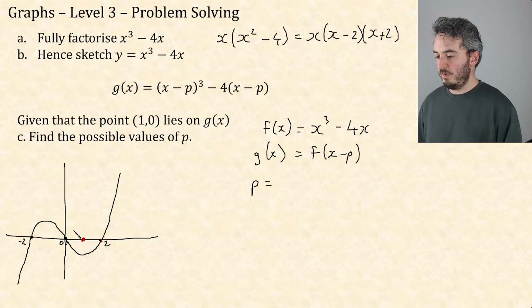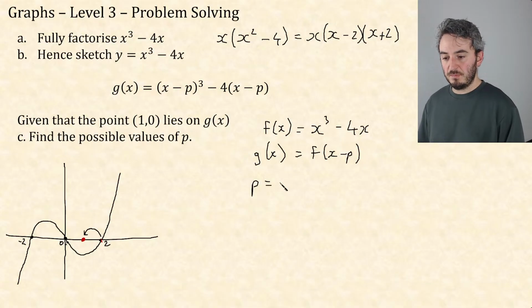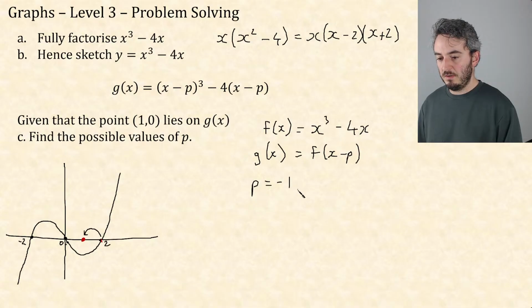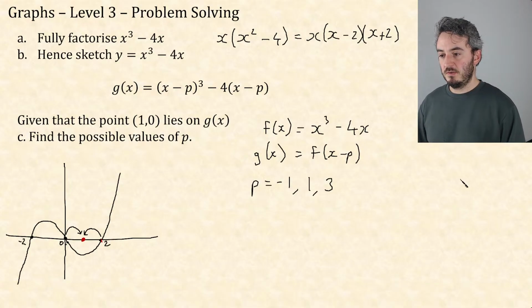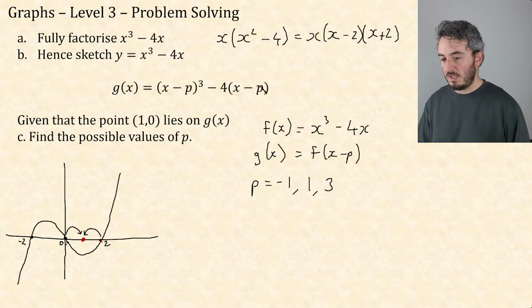So this one here would be 1 unit to the left, which means that p would need to be minus 1. This one is 1 unit to the right, which means that p is 1. And this one is 3 units to the right, which means that p is 3. Don't try to do that one algebraically. For example, I wouldn't suggest subbing in x equals 1, y equals 0 into here. You'll just get a big messy cubic in p and it'll be a bore to solve.